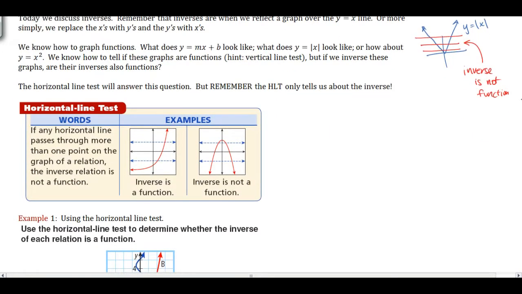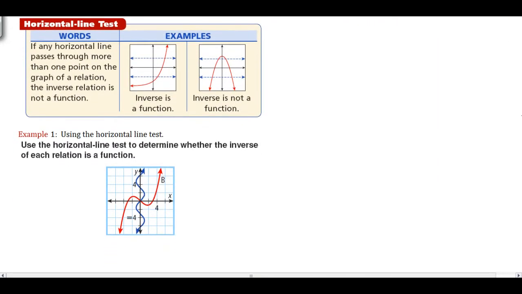So here is a clip from the book: with a horizontal line test, if it passes through more than one point, the inverse of it is not a function. And that's really how you check. Look at example 1 as I scroll down. I say use the horizontal line test to tell me whether the inverses of graph A and graph B are functions. So I really have to pound it into your head, right?